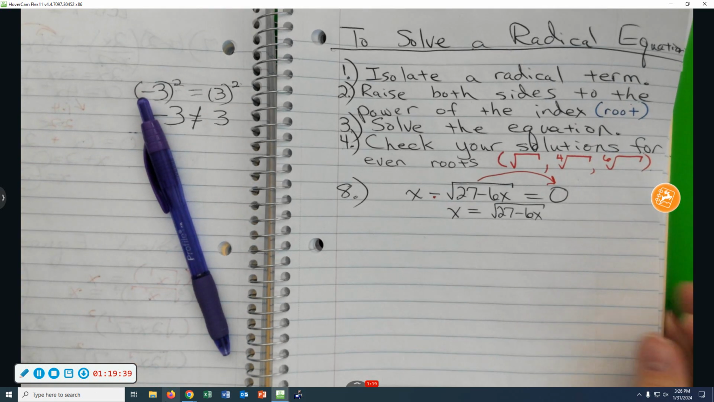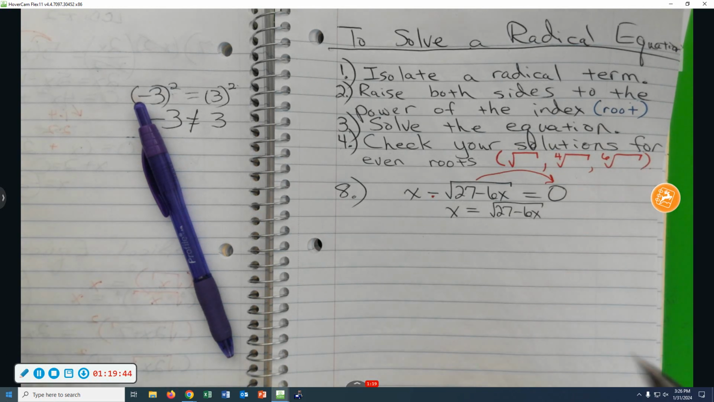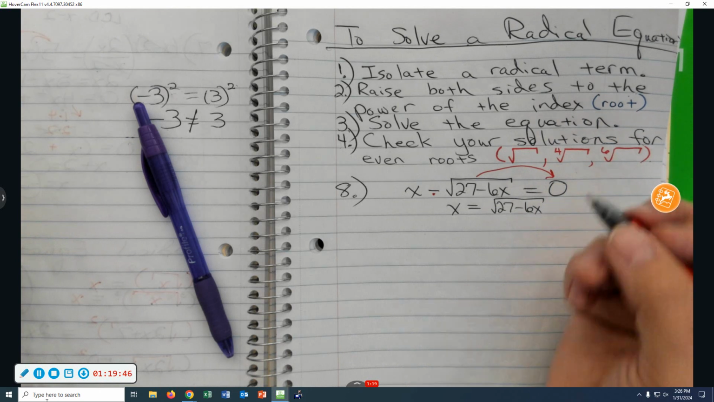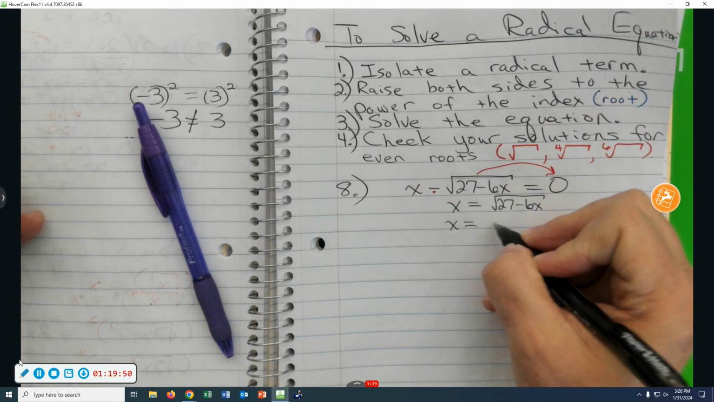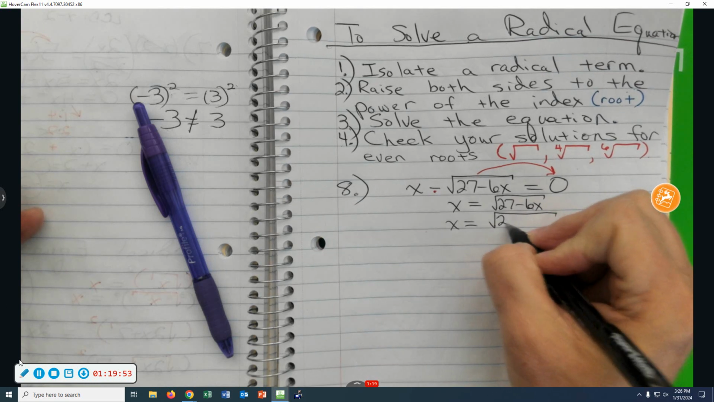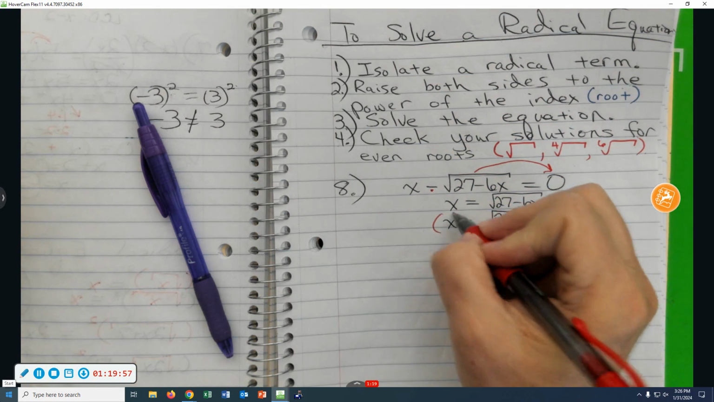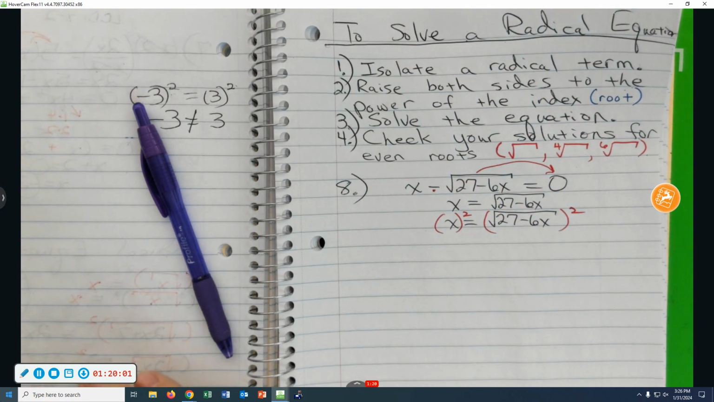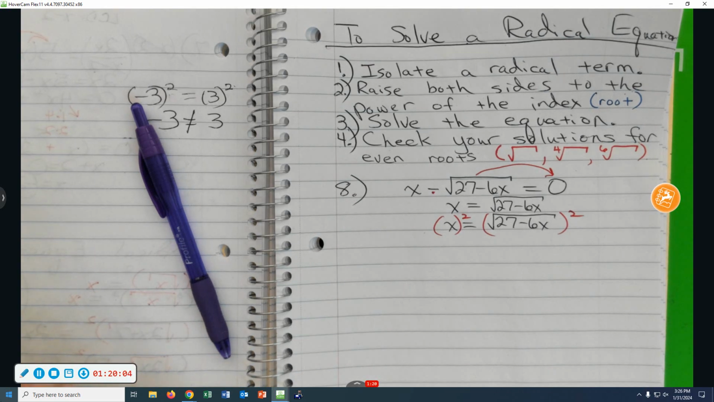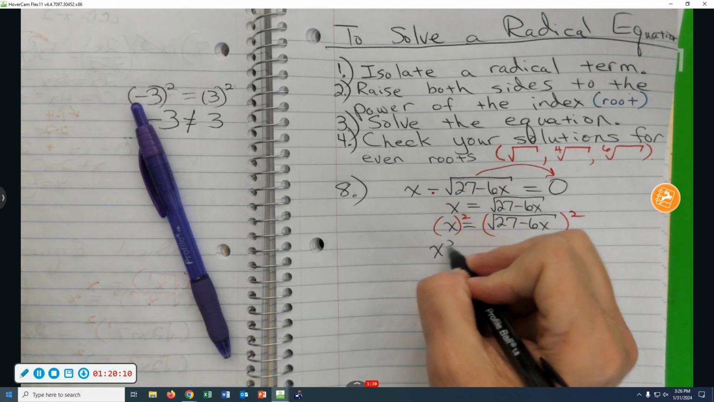Let me ask you something. When we're through, are we going to have to check our answers? Yes, we are. So we're going to square both sides, and x equals, I'm going to rewrite this. You'll see why in a moment, or once we're through. I'm going to square and square. The left side reduces very nicely. What have we got on the left side? Just x squared, I agree.